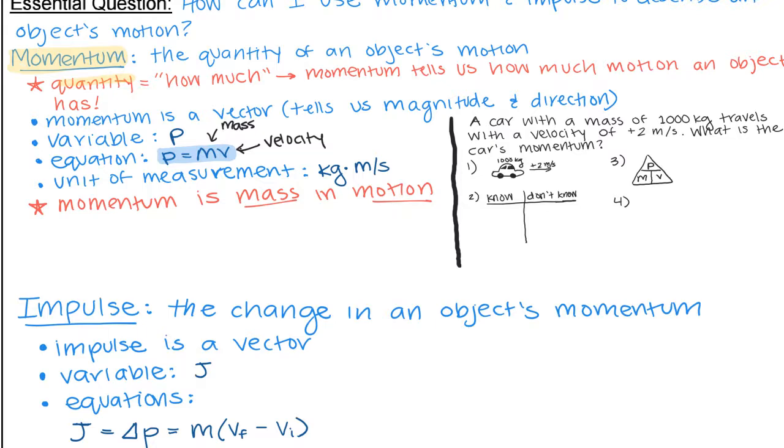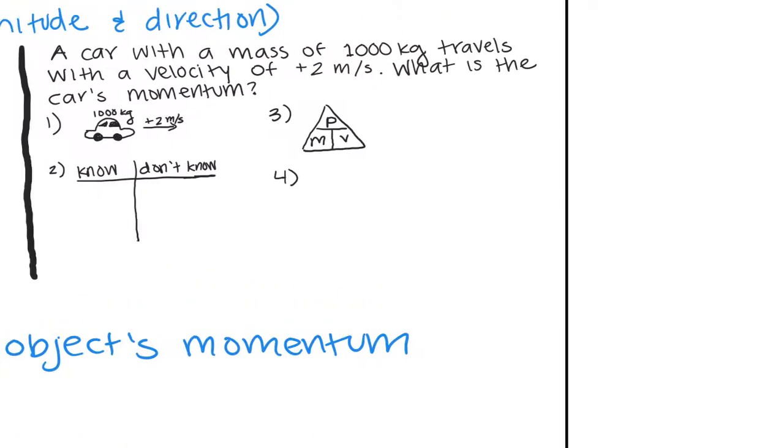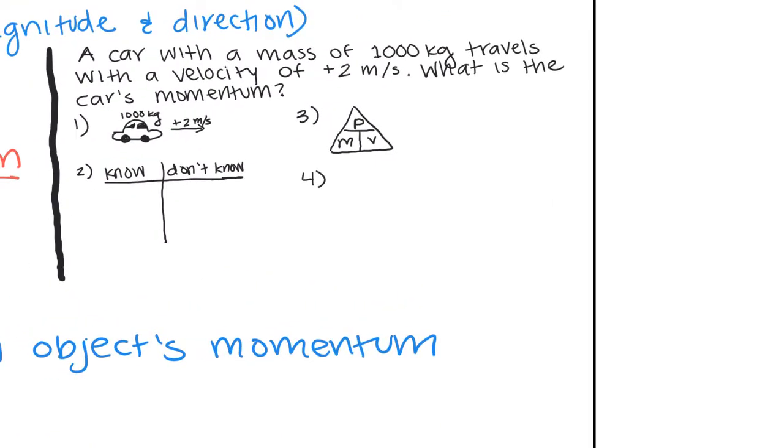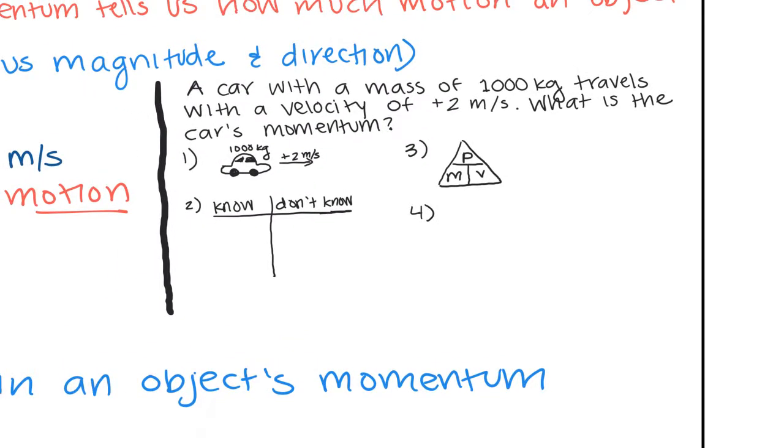All right, so let's work through an example here. I'm going to zoom in. All right, so say we have this example here. A car with a mass of 1,000 kilograms travels with a velocity of positive 2 meters per second. What is the car's momentum?